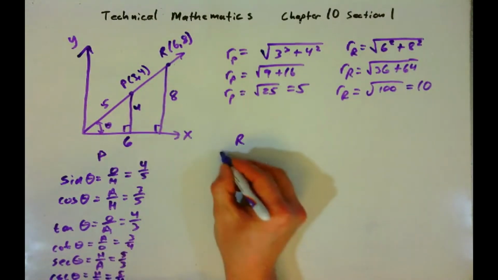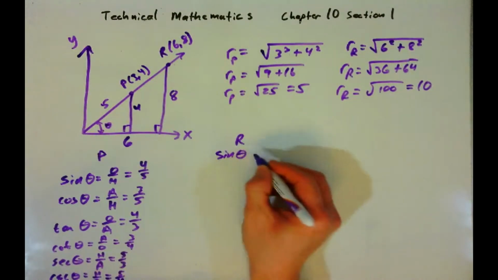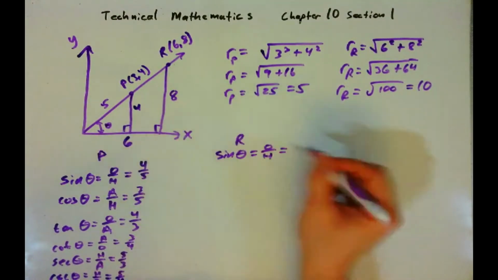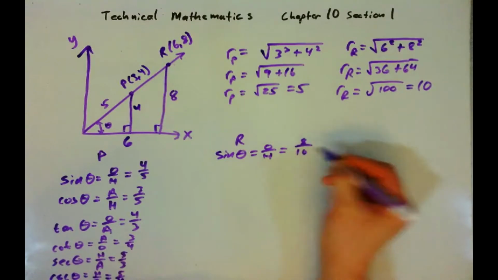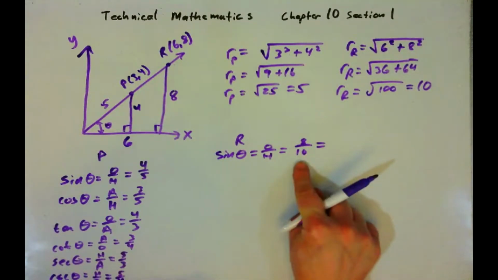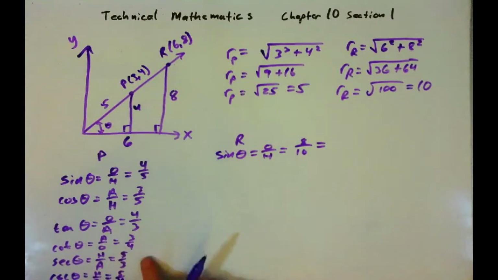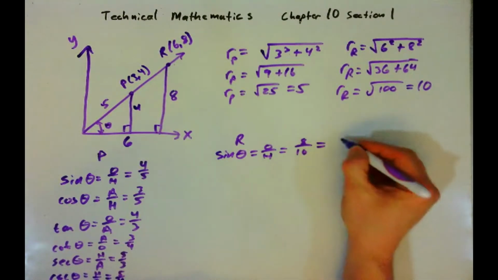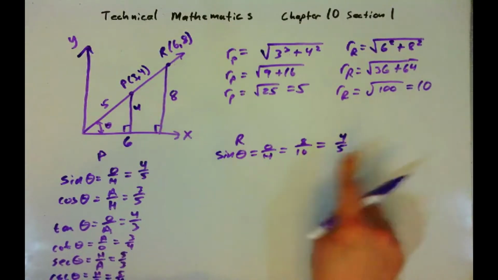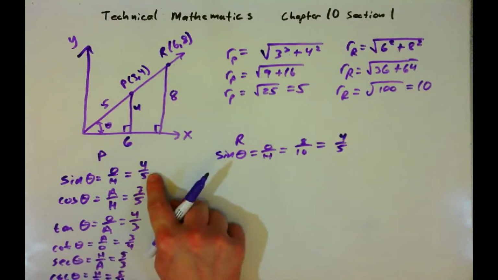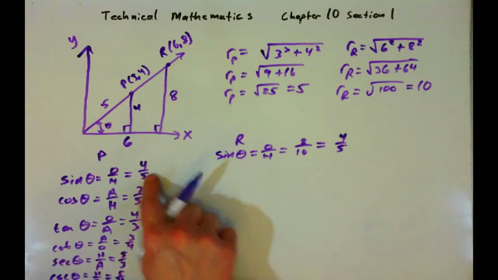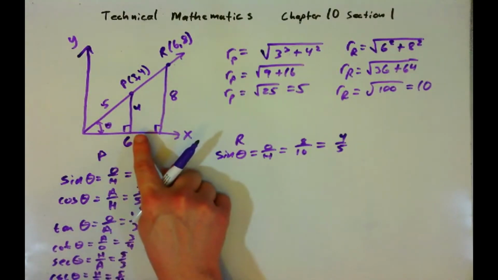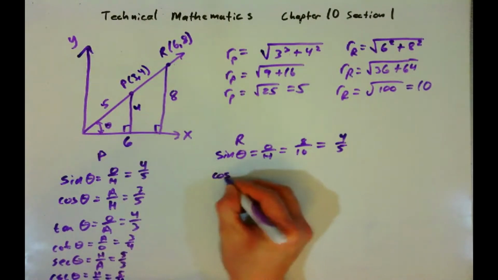And so for triangle R, the sine of theta is the opposite over the hypotenuse. The opposite side is 8. The hypotenuse is 10. But notice that this fraction reduces, right? Over here the fractions didn't reduce, but here it does. And so 8 over 10, these both can be divided by 2. That reduces to 4 over 5. And notice we get the exact same answer as we had for sine here, right? The sine of theta is 4/5 for both of these triangles because they're similar.